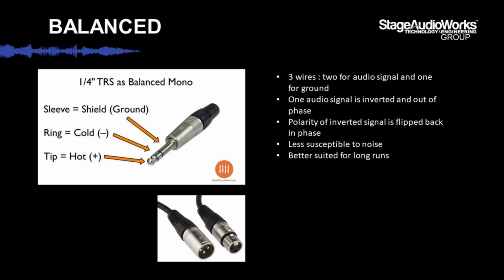In this case, on the headphone, the hot on the tip of the TRS would be the left audio, the ring, for example, would carry right, and then the shield would carry ground. So it's a balanced connector, but it's actually carrying 2 unbalanced signals that are driving the headphones.